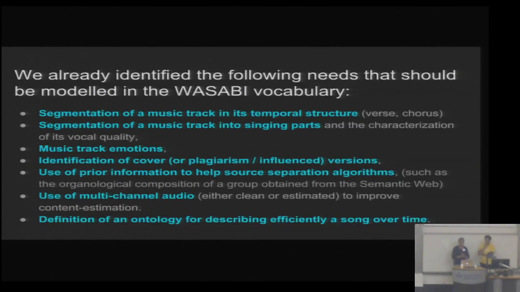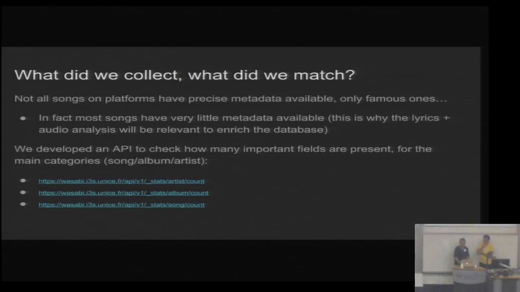We are also collecting information for giving to the people from the audio analysis about the composition of bands, who is playing what instrument on a song when it's available. You saw a multi-track player. We will need to describe the multi-track. There is a multi-track ontology I think you developed here at Queen Mary University. We're looking at this very closely. And more generally, the project will give us the opportunity to define an ontology for describing efficiently a song over time. So this is the final goal about the description.